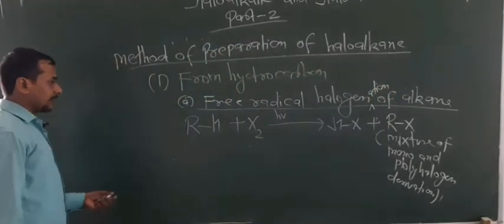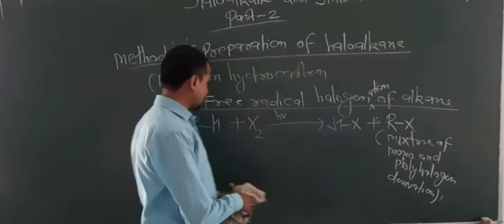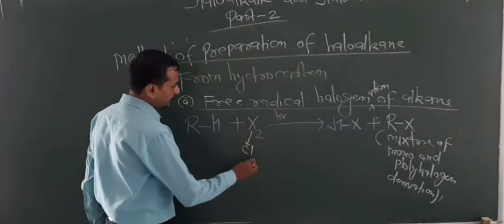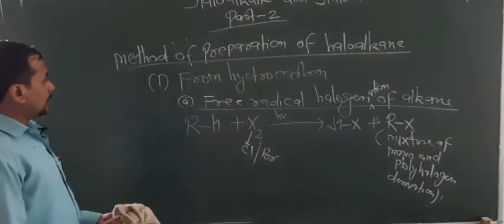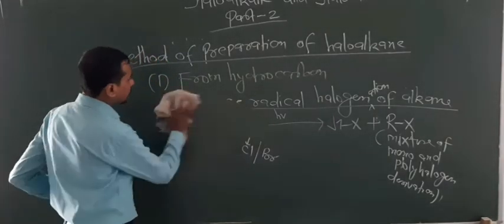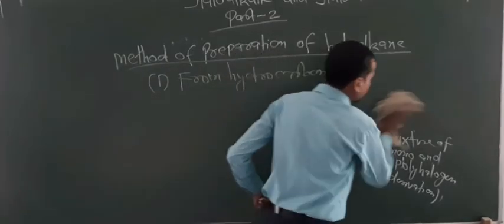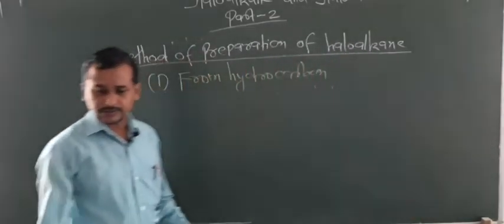That means the replacement of X by X. Here X should be Cl or Br. Now dear students, let us take one more example. This is the common example in the terms of R.